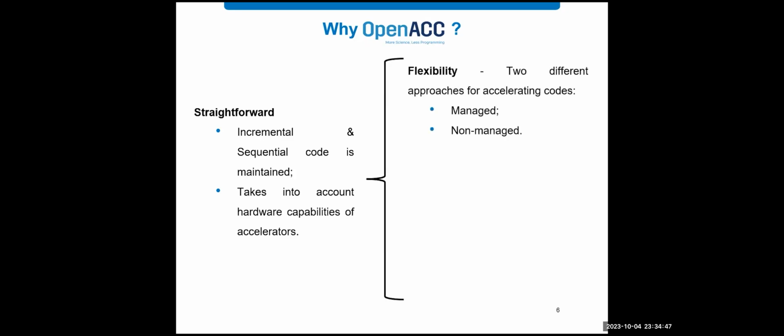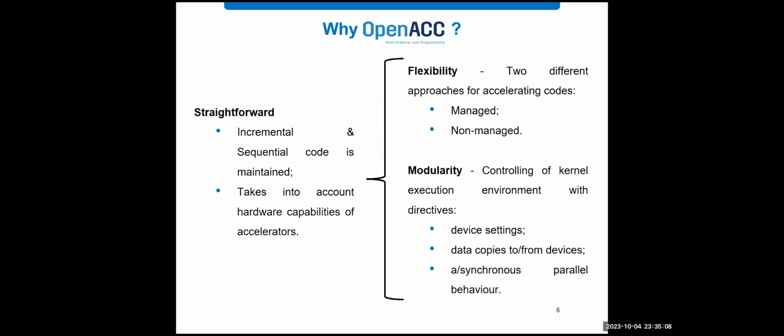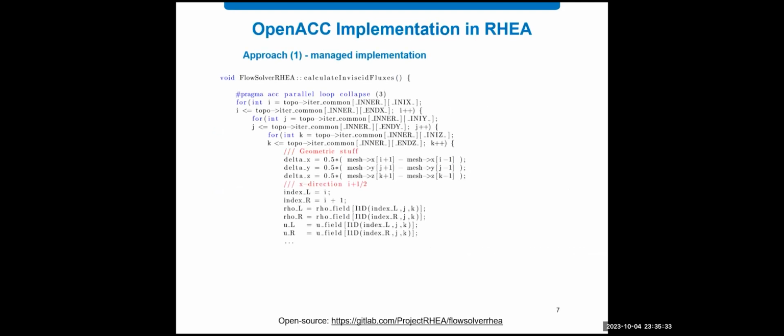Second, the flexibility. Here with OpenACC, we have two options, whether we use the managed memory technique or the non-managed memory technique. The managed one automatically manages the movement of the memory between the host and device, and in the non-managed one we are the ones who control the movement. And lastly is the modularity, which gives us the opportunity to control the kernel execution based on the different applied directives. I think most of the attendees have a brief introduction about OpenACC and the different directives used, whether it's copying in or out, the collapsing directives, and so on.